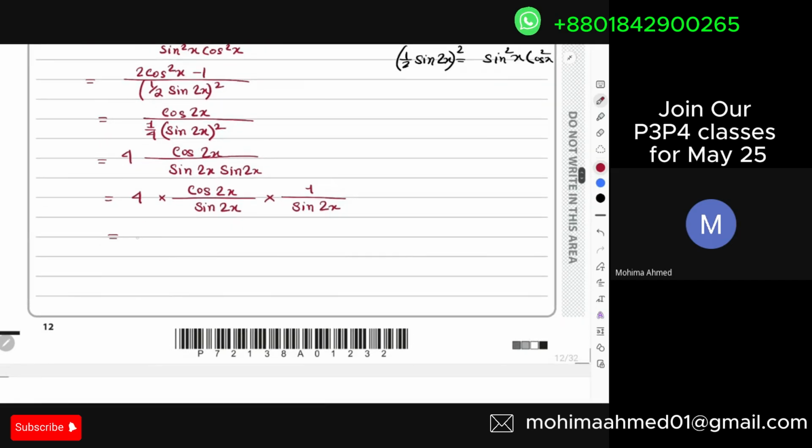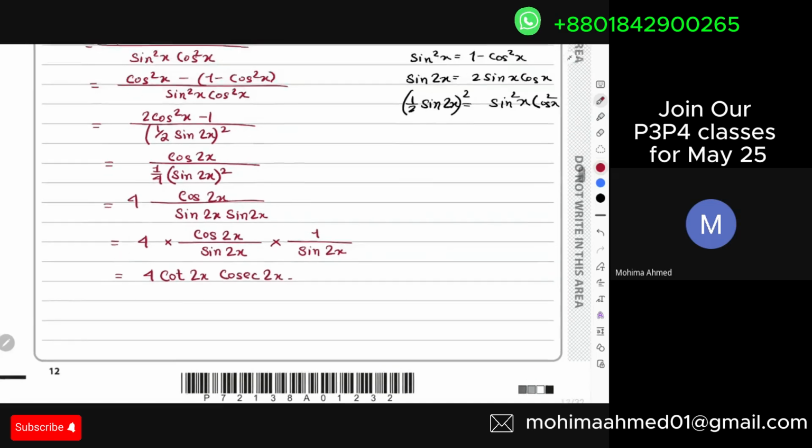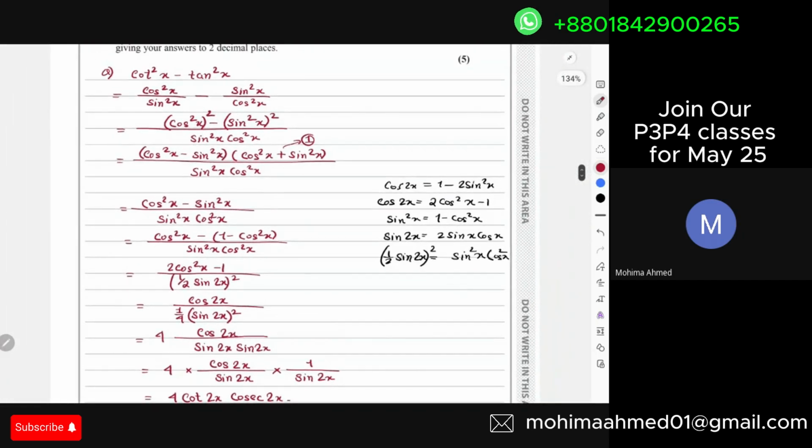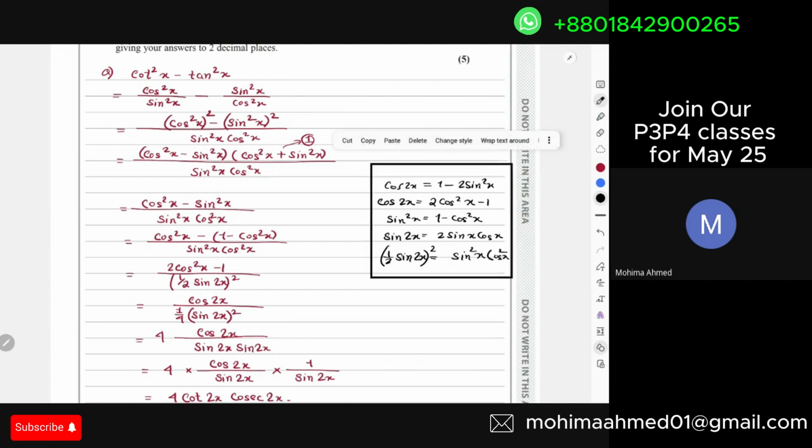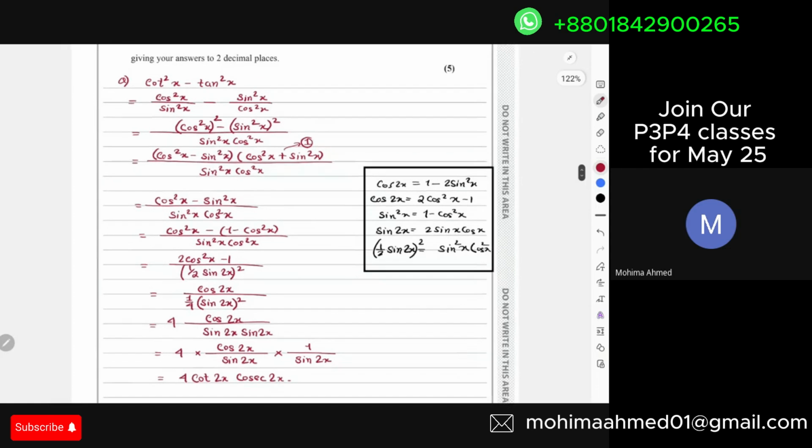So eventually we have 4, and cos by sine is your cot, so you get cot 2x. And then 1 by sine is your cosec 2x, right? So this is all the working you need to do just for the derivation. And these are the basic formulas, the trigonometric equations that we are using in this derivation. Is this clear, Tashdid? Any problem from question 5a?